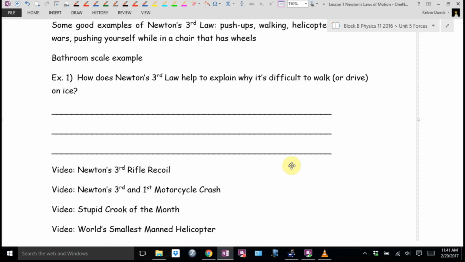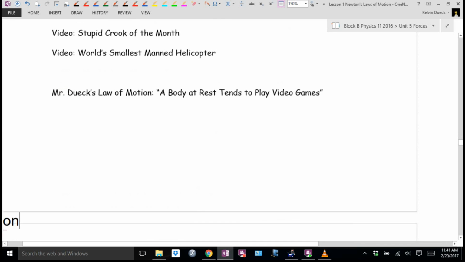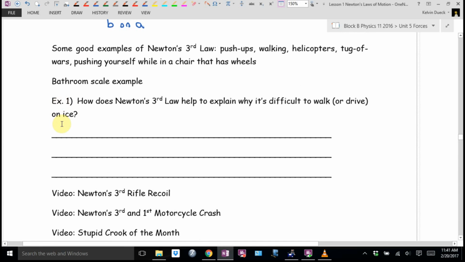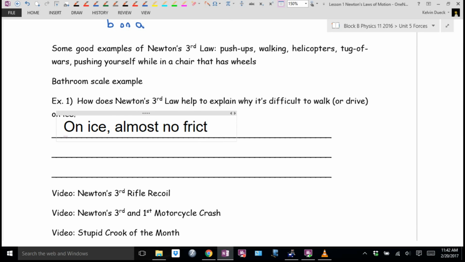Friction. This is why it's so tough to drive on ice, because on ice, almost no friction. So although forces come in pairs, the pair force is so small and the car has so much inertia, the car is going to end up going in a straight line at a steady speed.